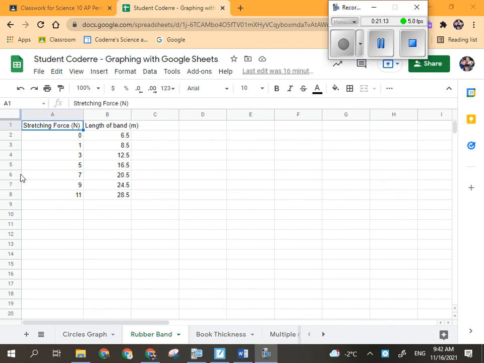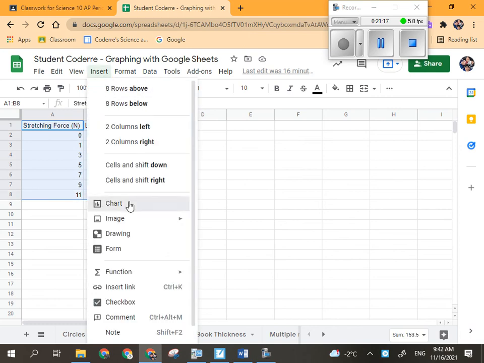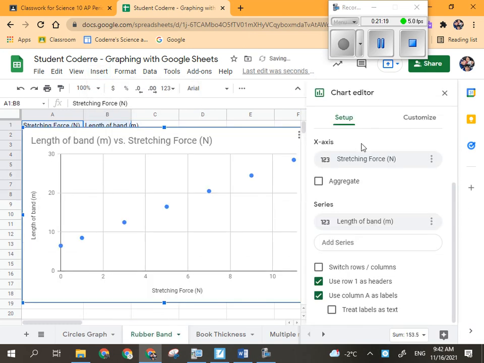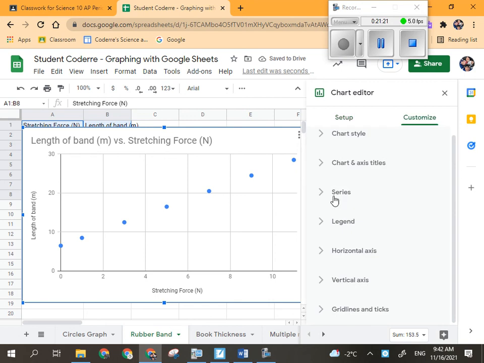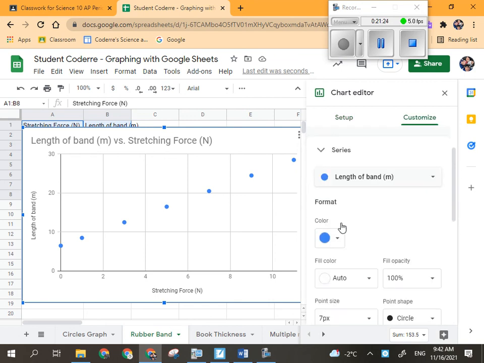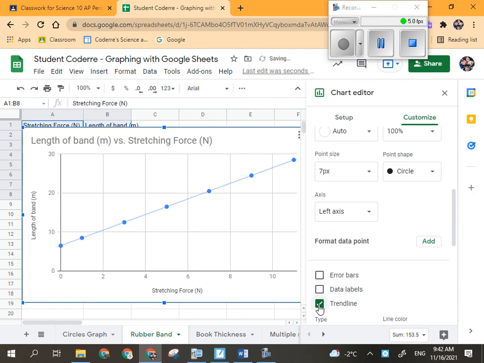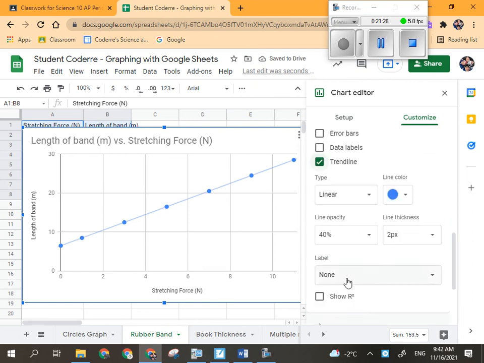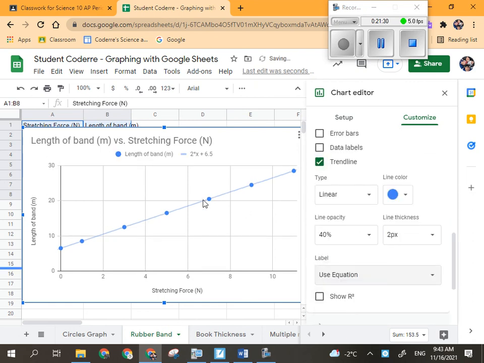So, if we're building that graph, we quickly highlight everything. We go to insert, we go to chart. Okay, it picks the right one for us. We go to customize. We go to series. We get our trend line, and we get our equation. Boom, there we go. Okay, it says that our slope is 2, and our y-intercept is 6.5. And once again, this very simple graph has all the points directly on the line.